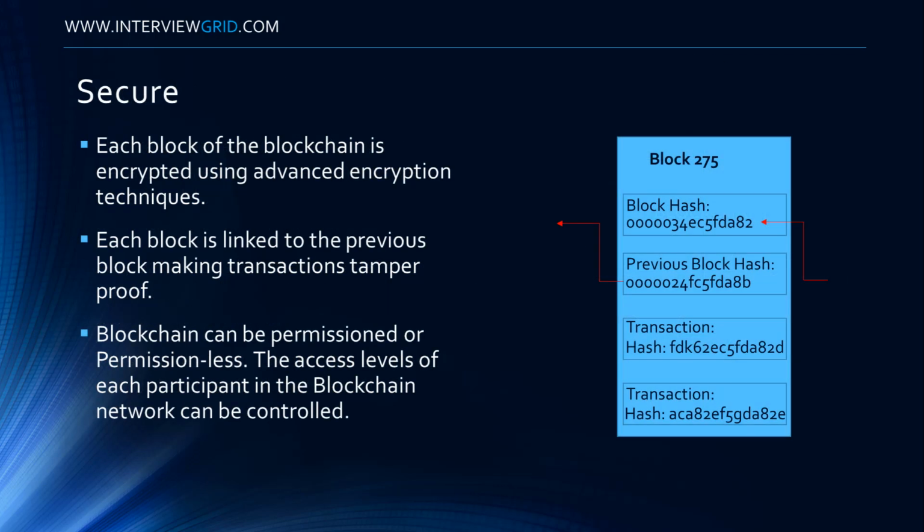Data stored in blockchain is secure. Each block of the blockchain is encrypted using advanced encryption techniques. Each block is linked to the previous block, making transactions tamper-proof. Blockchain can be permissioned or permissionless. The access levels of each participant in the blockchain network can be controlled.